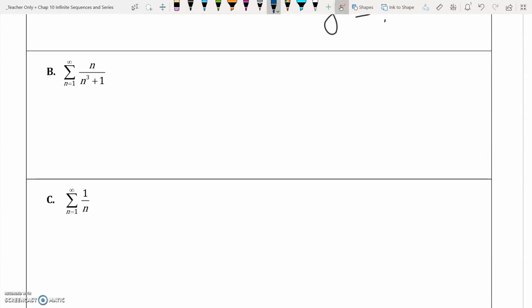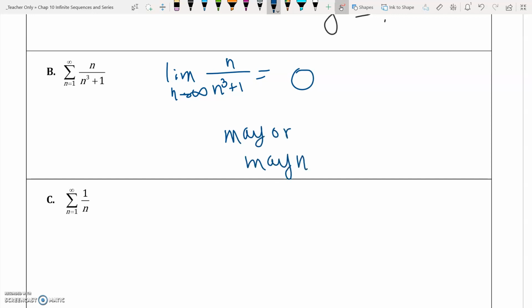Okay, part B and C is a completely different story. For part B, if we start by taking the limit as n approaches infinity of n over n cubed plus 1, we are going to get 0. But it may or may not converge. We know it doesn't diverge. And I know that doesn't seem right, but the next section will clear a lot of this up.